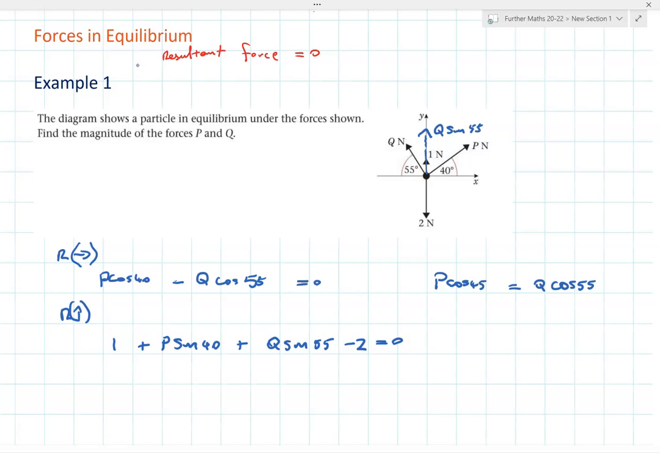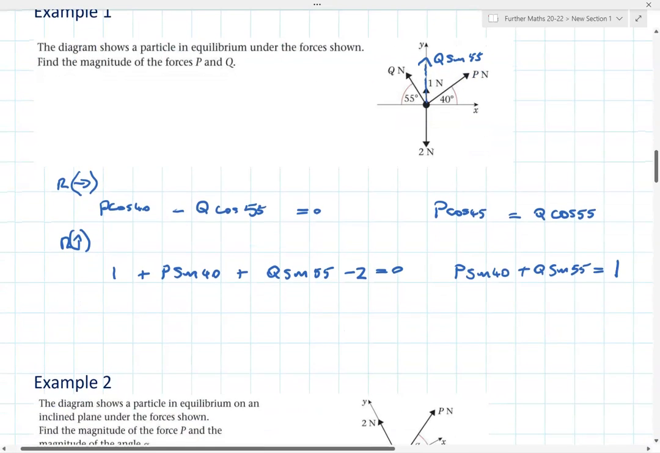Okay, you may prefer to just say forces up, that's these three, equal the forces down, which is this one here. In which case you go straight to this equation, which is P sine 40 plus Q sine 55 equals 2 minus 1, which is 1 Newton. Okay, so we actually have a simultaneous equation here.